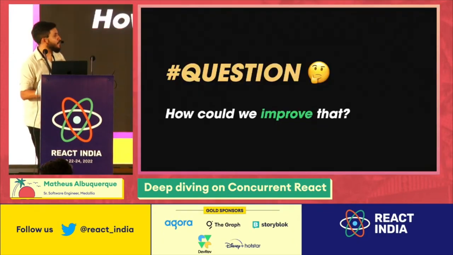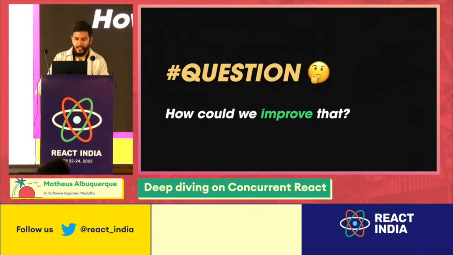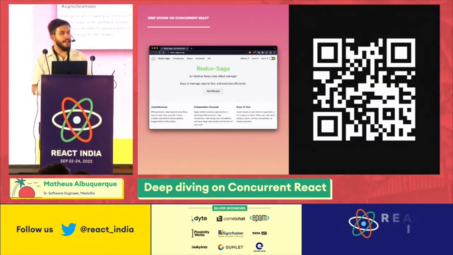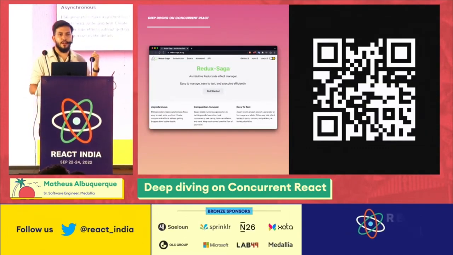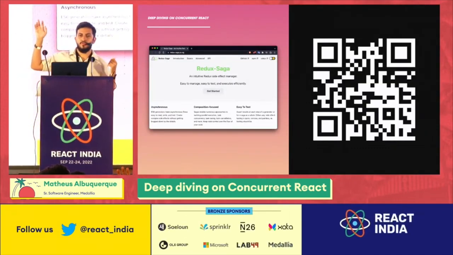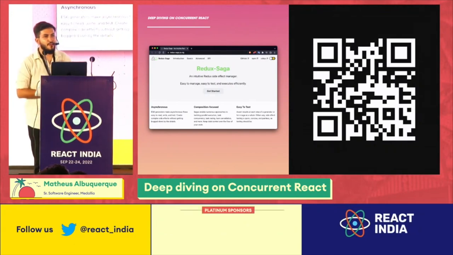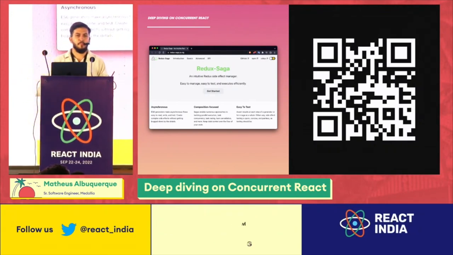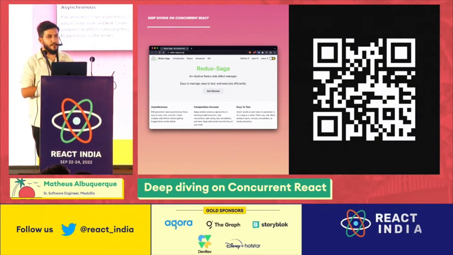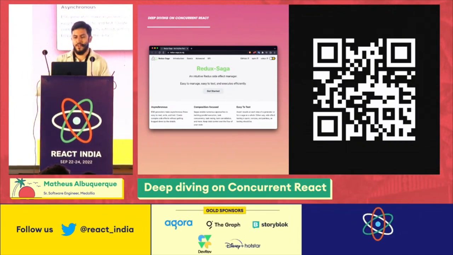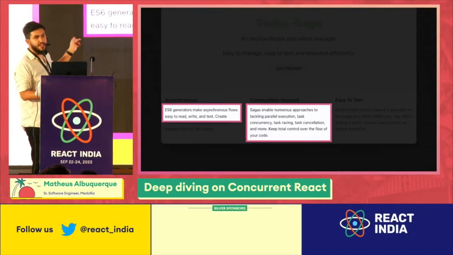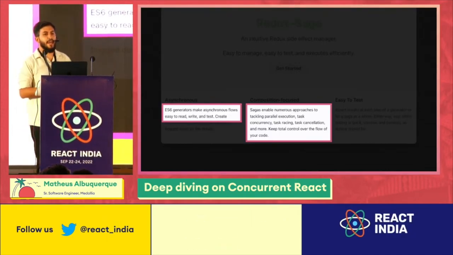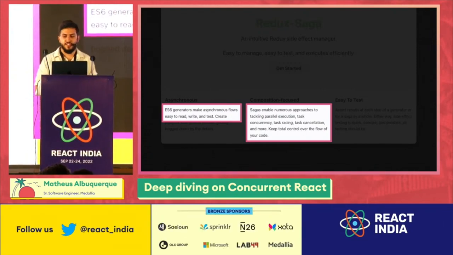And we might think, how can we improve that? To start with, who here has seen Redux Saga or ever worked with it? So you all know that it was one of the most popular, maybe it still is one of the most popular Redux middlewares a couple of years ago. One of the things I love about it is how they use generator functions to do concurrency, parallelism, and handle cancellation, race conditions, etc.